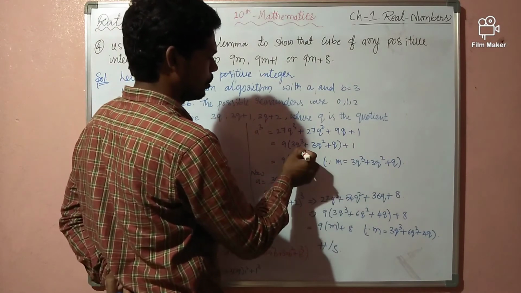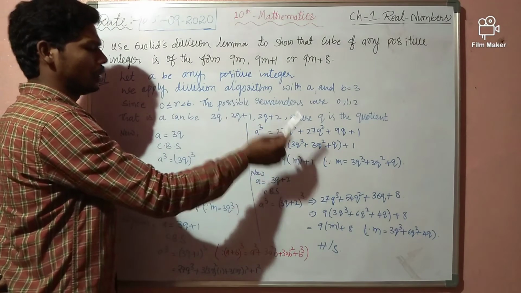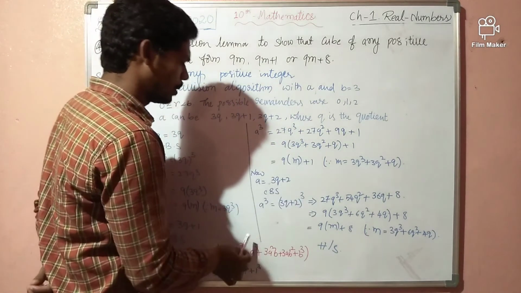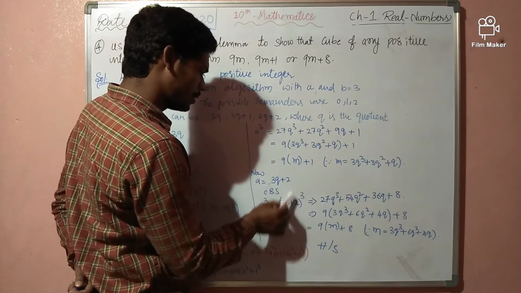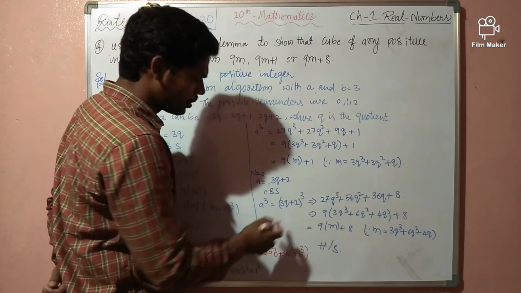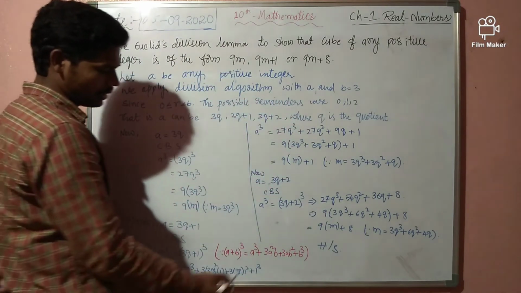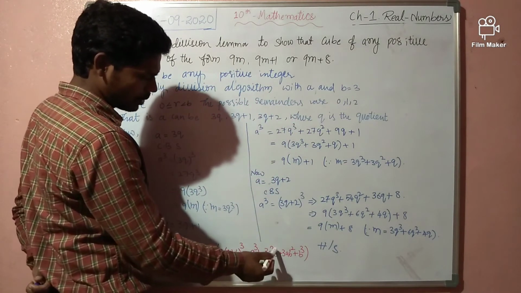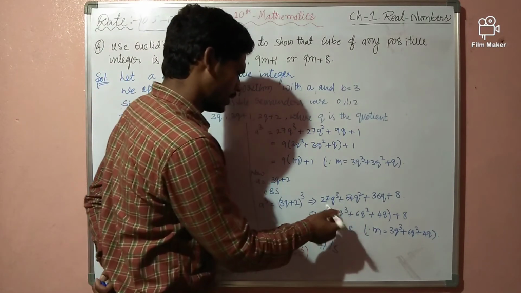So m is equal to this part. Next we have a = 3q + 2. Cubing both sides, a³ = (3q + 2)³. Again this is in the form of (a + b)³, which we know equals a³ + 3a²b + 3ab² + b³. That we can write in this form.